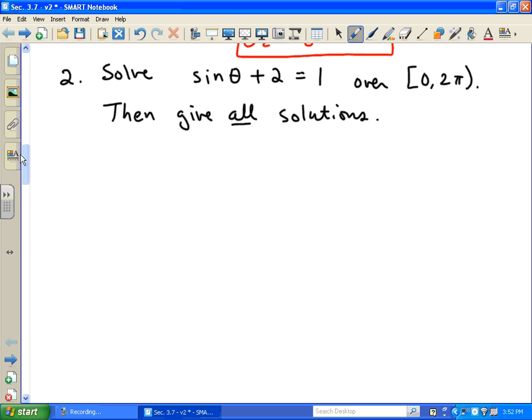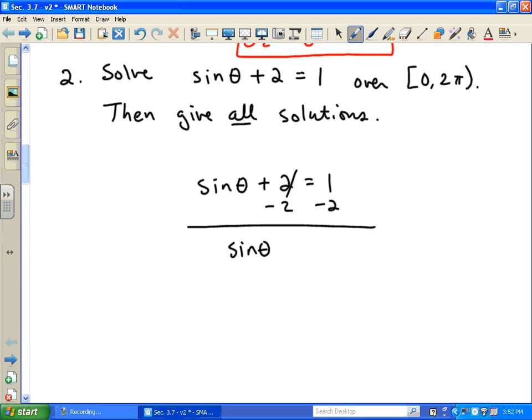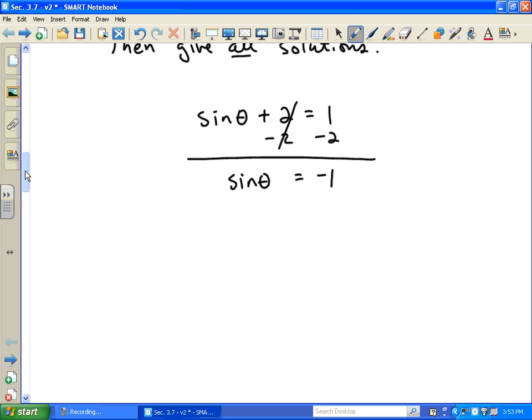This next example says solve sine of theta plus 2 equals 1 over 0 to 2 pi, and then give all solutions. Okay, the first thing we need to do is solve our trig function for sine. I'll do that by subtracting 2. So I have sine of theta equals negative 1. Now this is a special case. I said when we discussed an introduction to solving trig equations that most of the time you would have two different locations as far as where the thetas could lie. This, however, is a special situation, and here's what I mean.